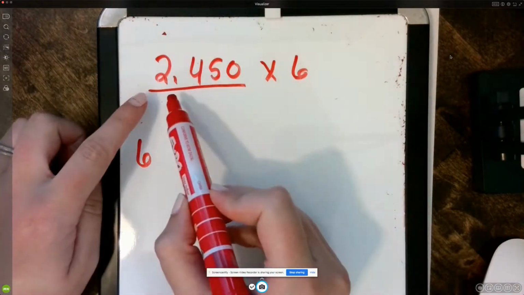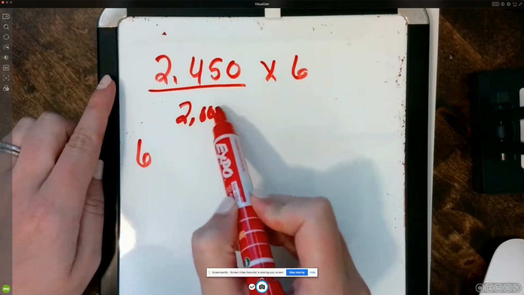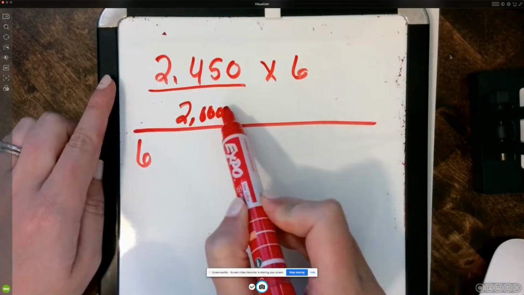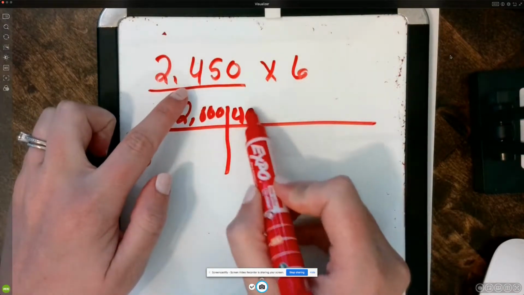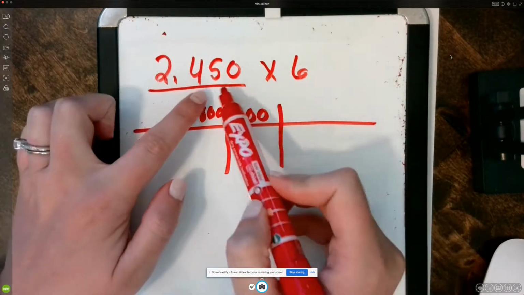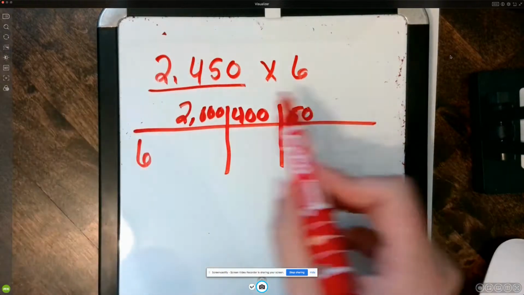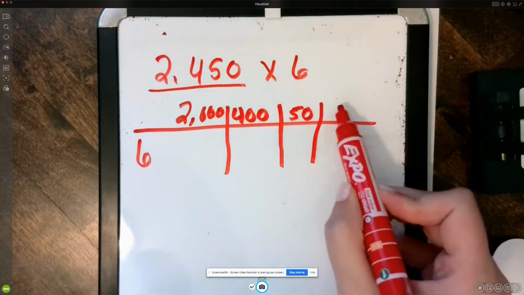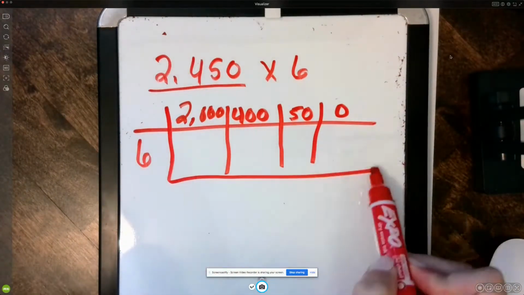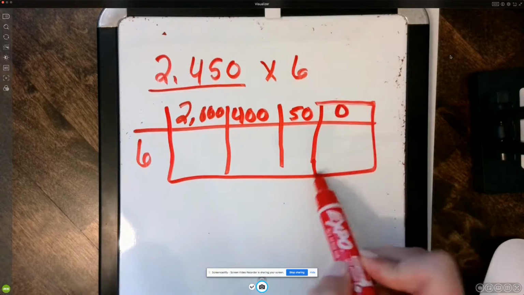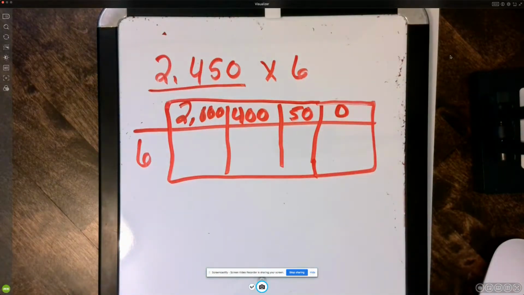Okay, so how many are in the thousands place? 2, so that's 2,000. How many are in the hundreds place? 4, so that's 400. How many are in the tens place? 5, so that's 50. And I have 0 in the ones place. Okay. Now that I have my model drawn, I can multiply.